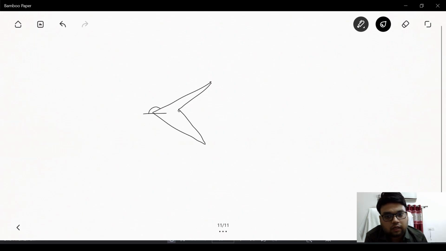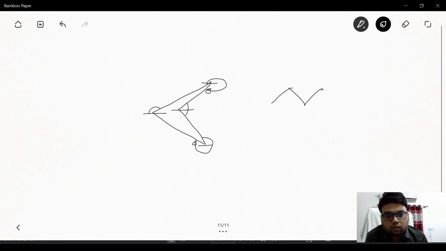Here it is less than 180 degrees, here it may be 180 degrees or less than 180 degrees, but here we can observe that it is more than 180 degrees. Here we can observe that it is more than 180 degrees. So this will become a concave polygon.